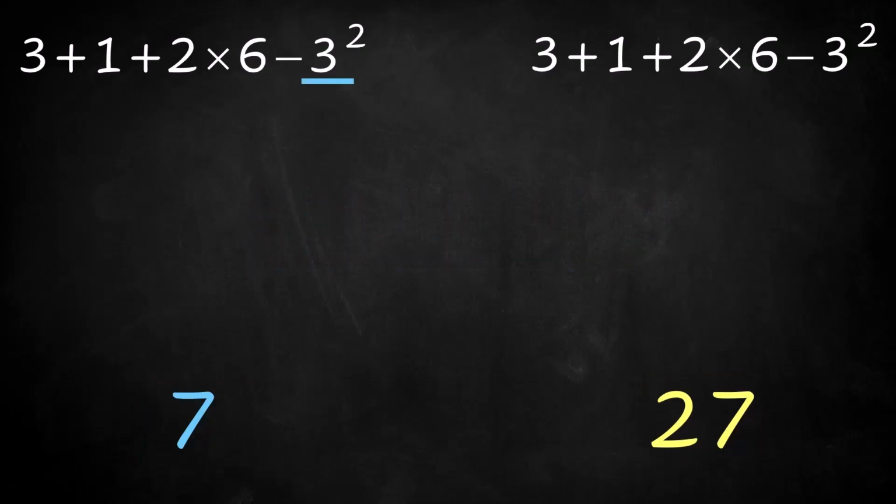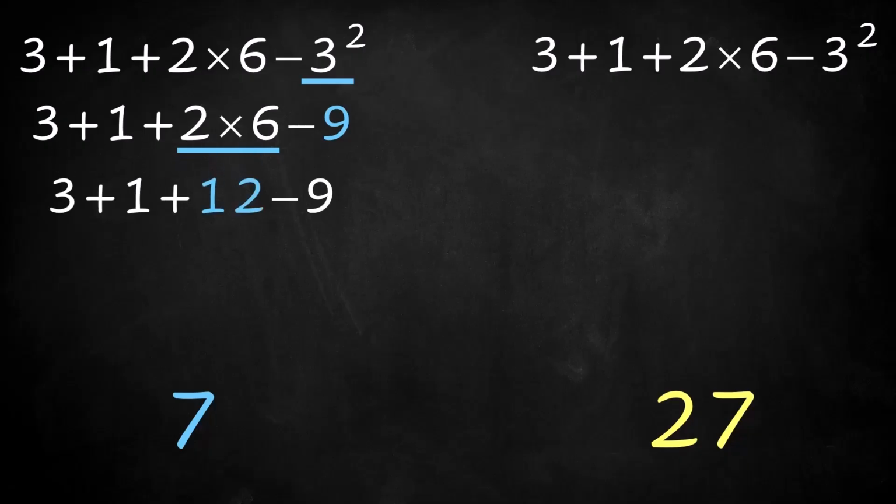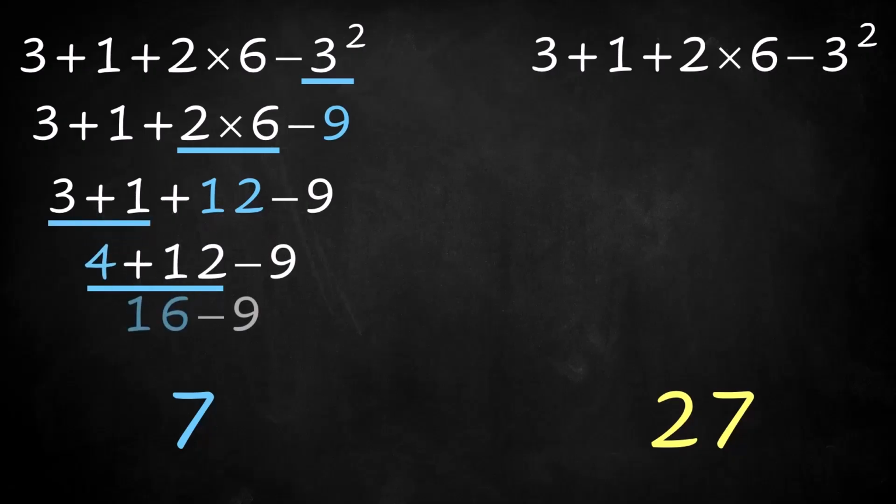The first person started with 3 squared. 3 plus 1 plus 2 times 6 minus 9. Then they did 2 times 6 in the middle, which is kind of interesting. 3 plus 1 plus 12 minus 9. Then they did the 3 plus 1, got 4 plus 12 minus 9. 4 plus 12 is 16. 16 minus 9 is 7.